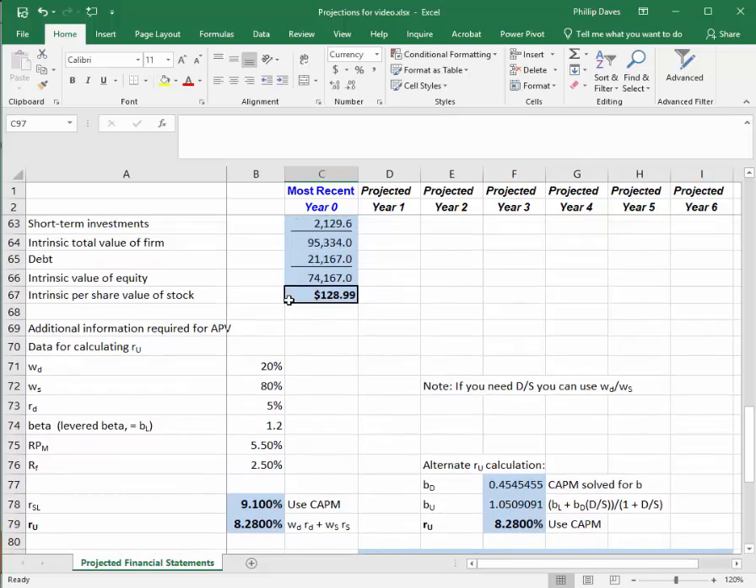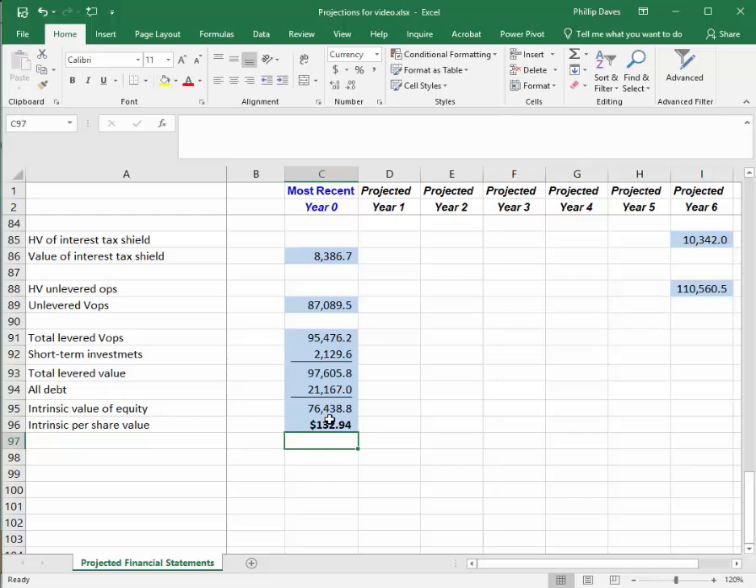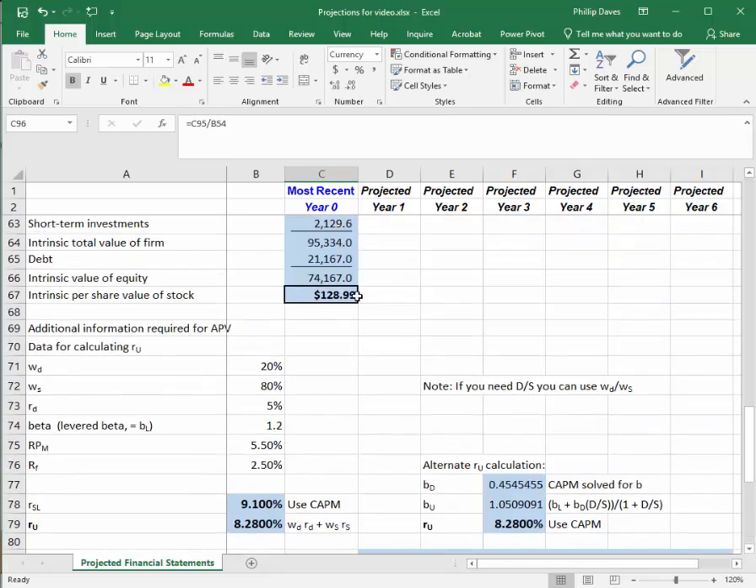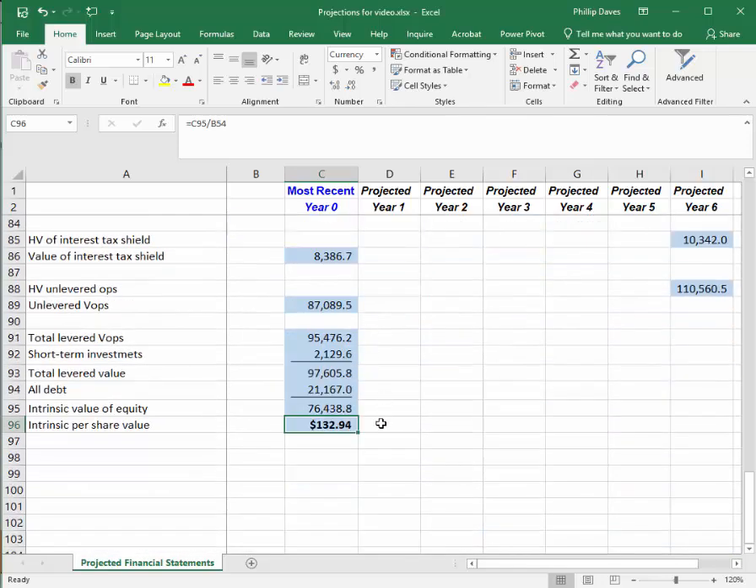Now notice you get different answers using the corporate valuation model and the APV model. Well, that's because they have different assumptions underlying them. And frequently the difference is more than what we have right here. This difference of 128 versus 132 is not all that significant. Frequently, it's actually more than that.